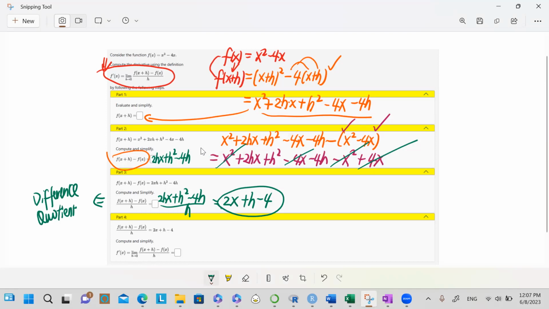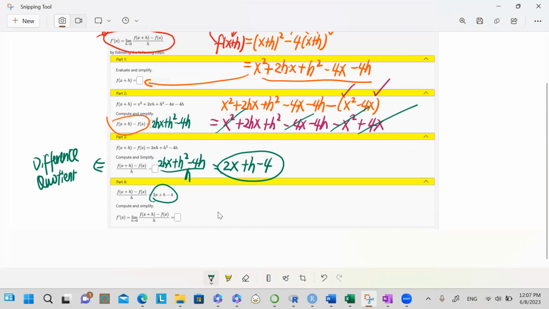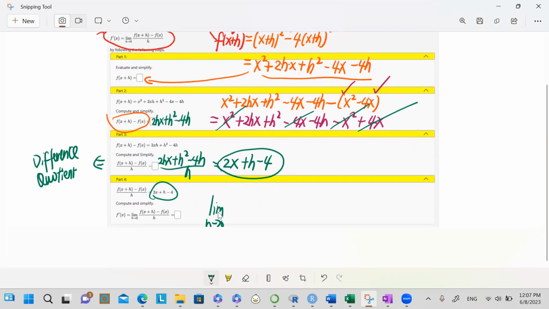And so we finish that, we get this part, and it's all good. Now the last thing is to find out the derivative, right? So we just take the limit as h goes to 0 for the remaining things. As h goes to 0, we get this: 2x plus h minus 4. And plug in h, h becomes 0, so the limit as h goes to 0 is 2x minus 4.